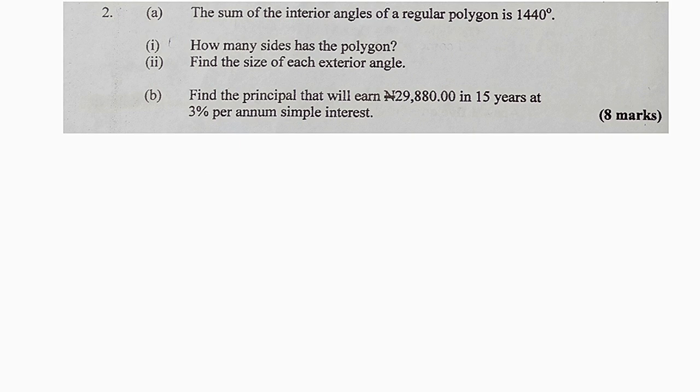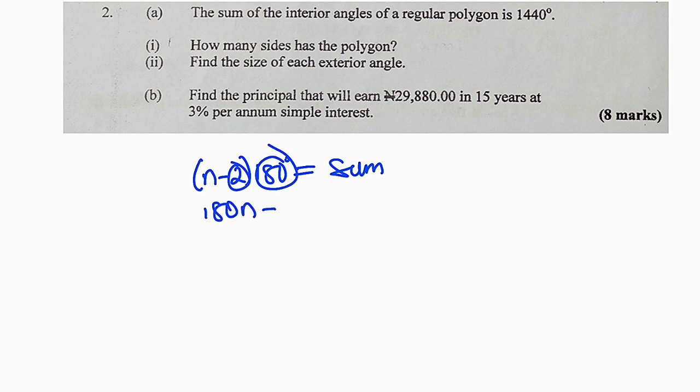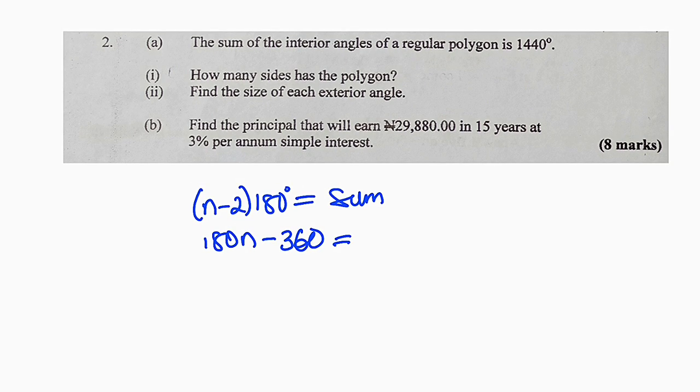So remember this formula which states that to find the sum of all the interior angles of a regular polygon, you can take n minus 2, where n stands for the number of sides or the number of angles. I told you they are all the same. Multiply by 180 degrees. This will give us the sum of all the angles. So we can expand. 180 times n will give us 180n minus 2 times 180 is 360. But already the sum is given to us as 1440.